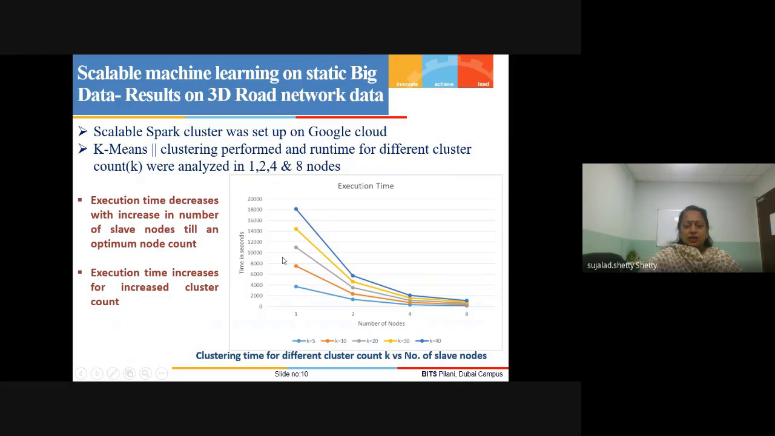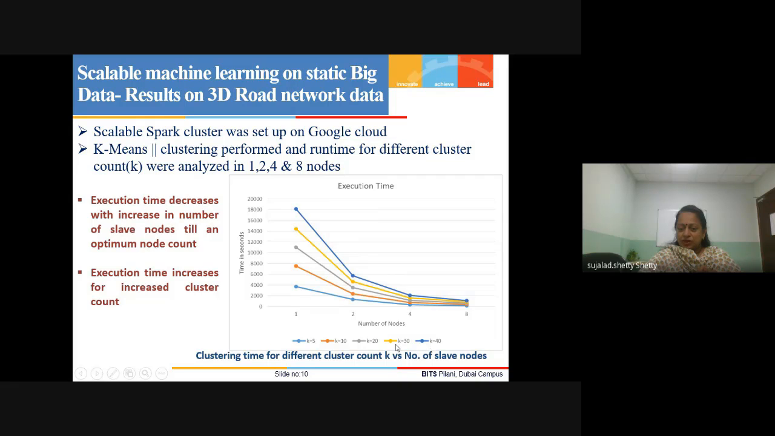Using this, we used a different number of nodes. Using the Spark cluster with the same data set, we worked with different sizes. We can see when we had 5 Spark clusters, 10 Spark clusters, 20 Spark clusters, et cetera. Here you can see that when the number of clusters increased, the time taken was going to be more.